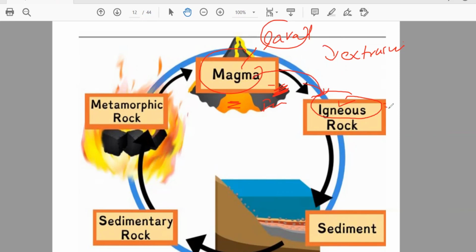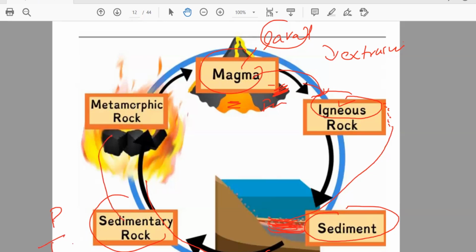Then these igneous rocks break down into small pieces, and those pieces erode from one place and come together over each other, over years and millions of years. The rock which is formed then is sedimentary rock. If these sedimentary rocks get high pressure or high temperature, they can convert into metamorphic rock. And again, if metamorphic rock gets very high temperature, it will melt and become magma.